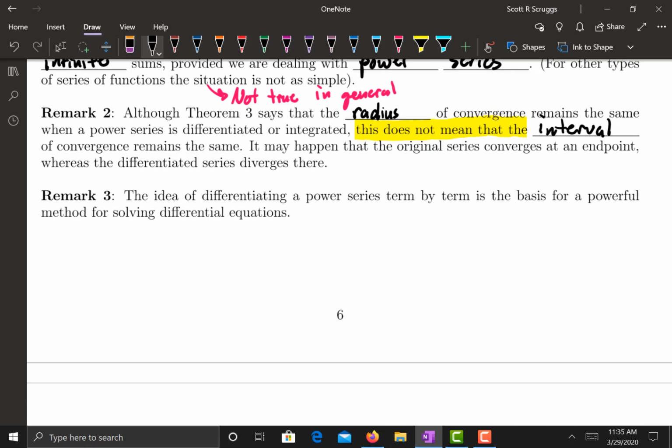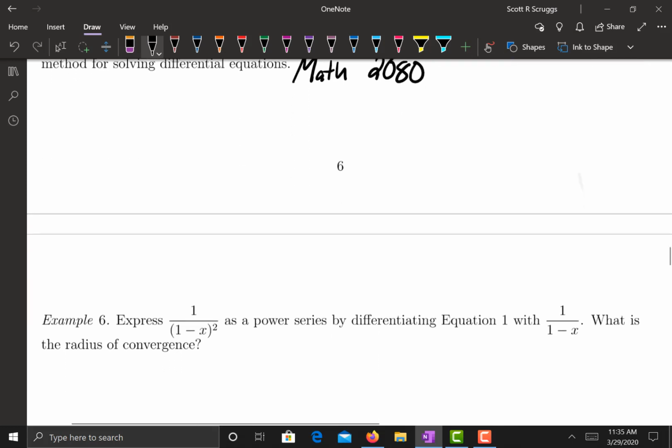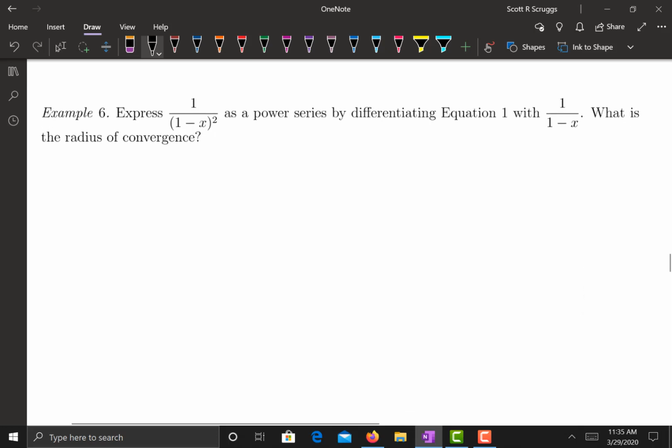In remark 3, this becomes a very useful tool in your other math courses, in particular when you take Math 2080 next year. This property is saying that you can solve differential equations by differentiating power series term by term and using that solution to help you with nasty differential equations.